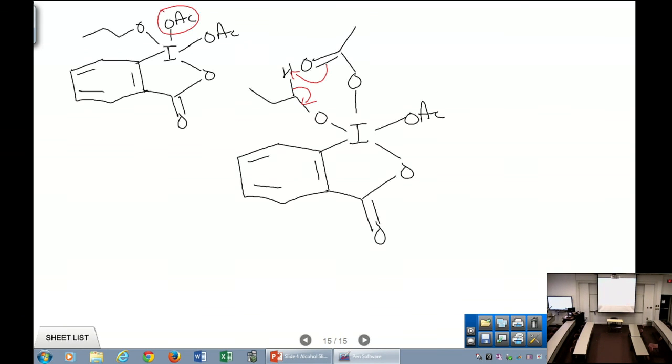That oxygen doesn't want to make 3 bonds, so it will push the electrons in the bond that it's sharing with iodide over onto the iodide. And then these electrons in this iodide oxygen bond come all the way over here and remake acetate.